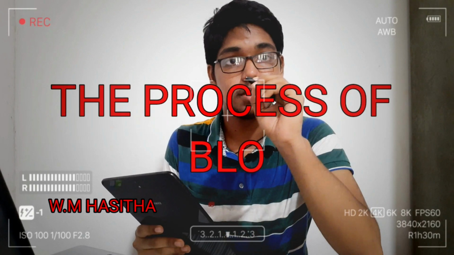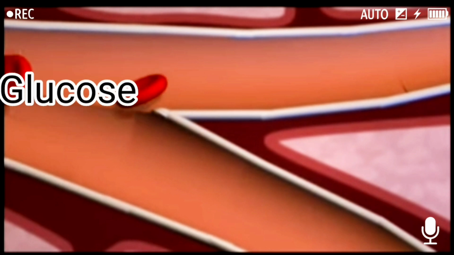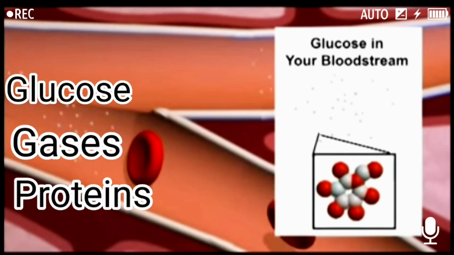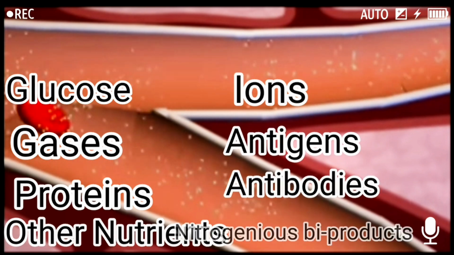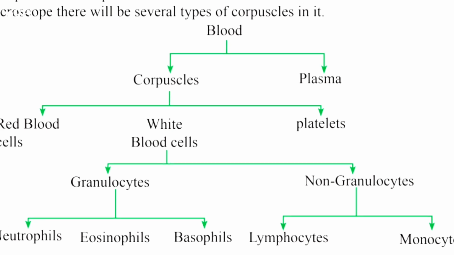The process of blood circulation is a very important process. And first of all, we need to talk about the blood. It is important because it's the transport medium for all glucose, gases, proteins, nutrients, ions, antigens, antibiotics, and nitrogen byproducts. The blood is a special fluid tissue.